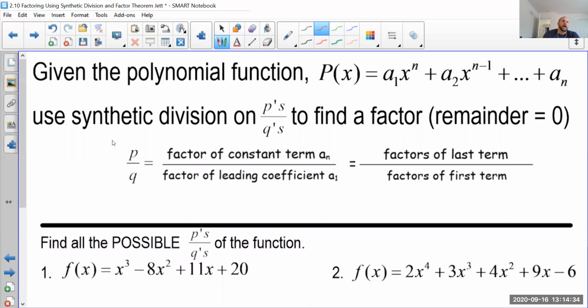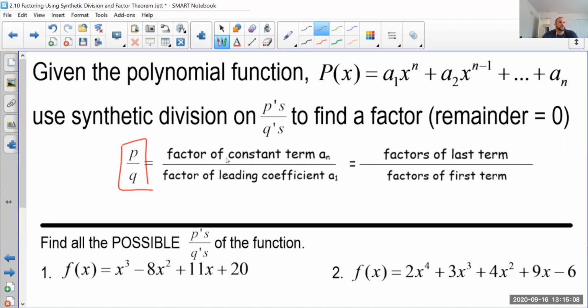And so what we have is this thing called P's over Q's. And what this gives us is possible numbers to try. So this is going to give us what numbers we should try using with synthetic division that might work. Now, they're not all going to work, but we want to narrow it down from an infinite number of numbers to maybe 8 that we need to try. And so we're going to use this thing called P's over Q's.